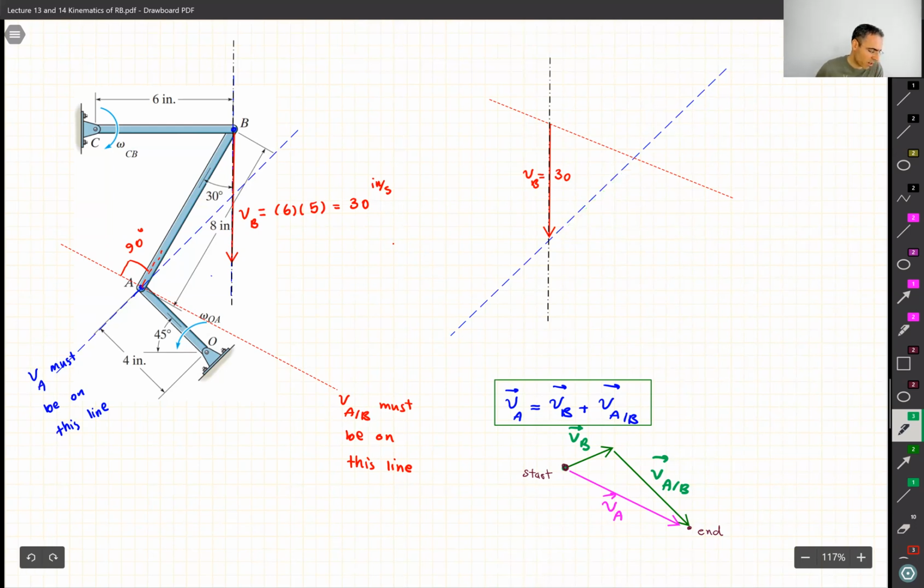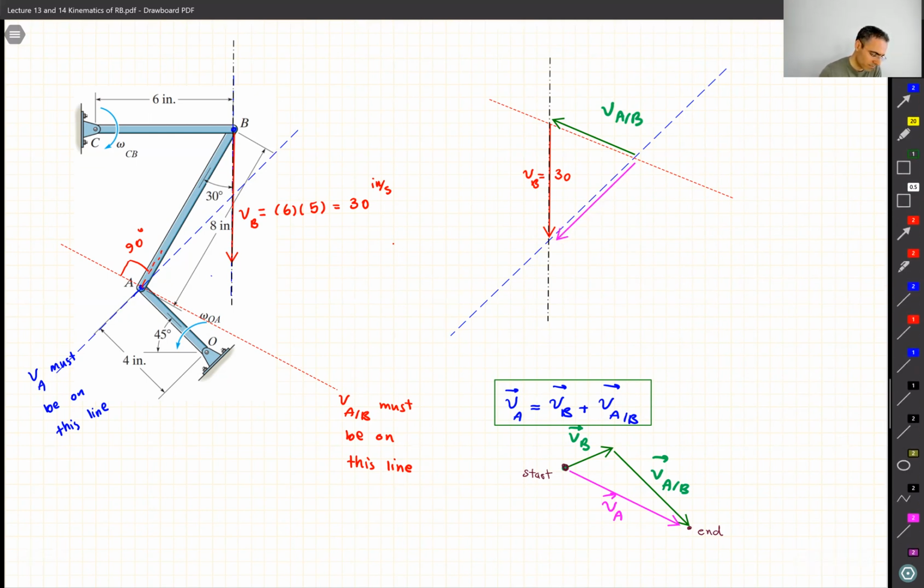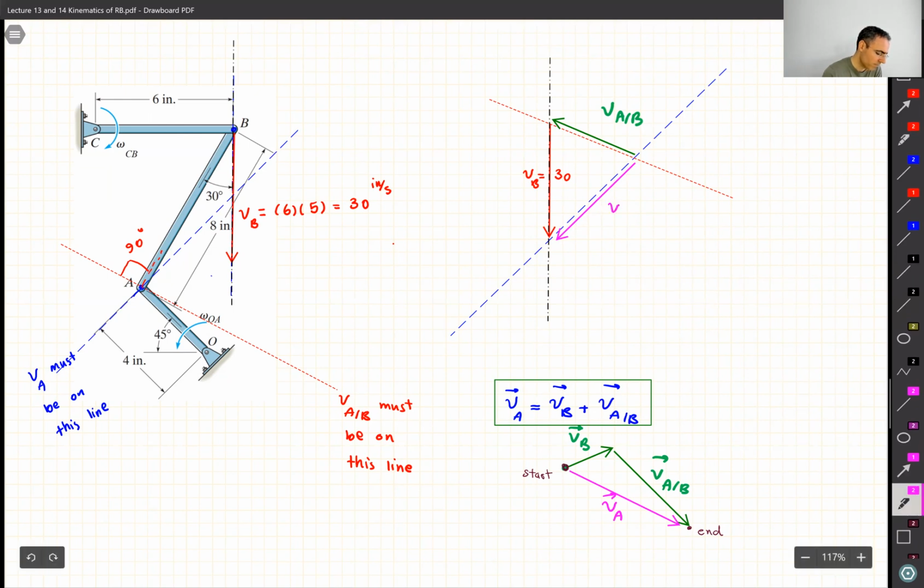Okay, we're trying to make this guy, right? We have VB, and now I need VA with respect to B. Okay. And we know VA with respect to B must be on this line. So in order for this relation to make sense, the only way has to be like that. And then what about VA? We know it must be on this blue line, but this relation can only make sense if VA is in this direction. Right? Let's take a look and see if things make sense.